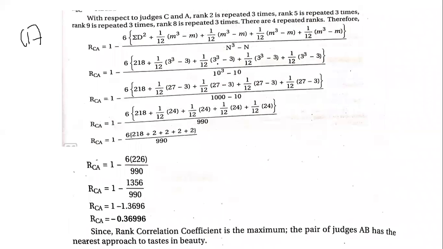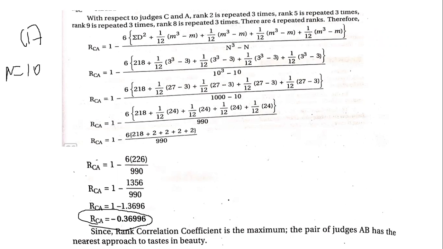All the numbers are repeated 3 times. So we will be taking 3 cube, 3 cube, 3 cube, 3 cube, all the 4 times. Then once you solve and simplify them, the n value will be 10 throughout all of the equation part here. And the final value that you get for this combination of judges is again a minus correlation.